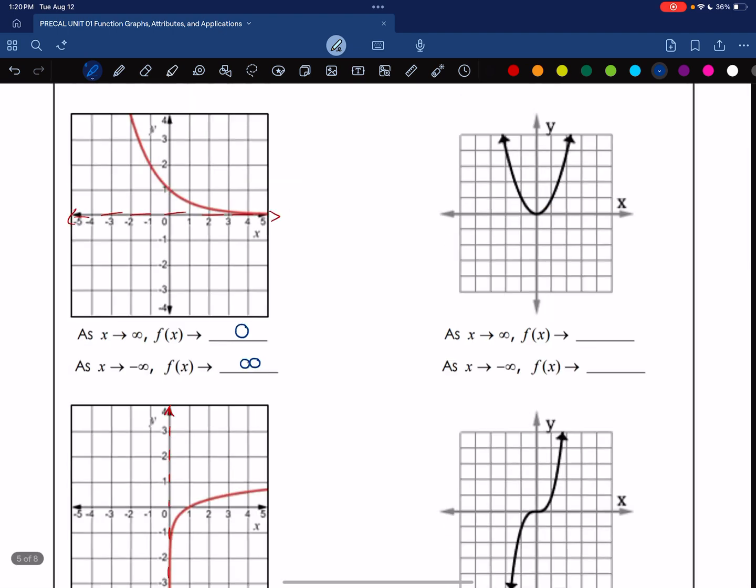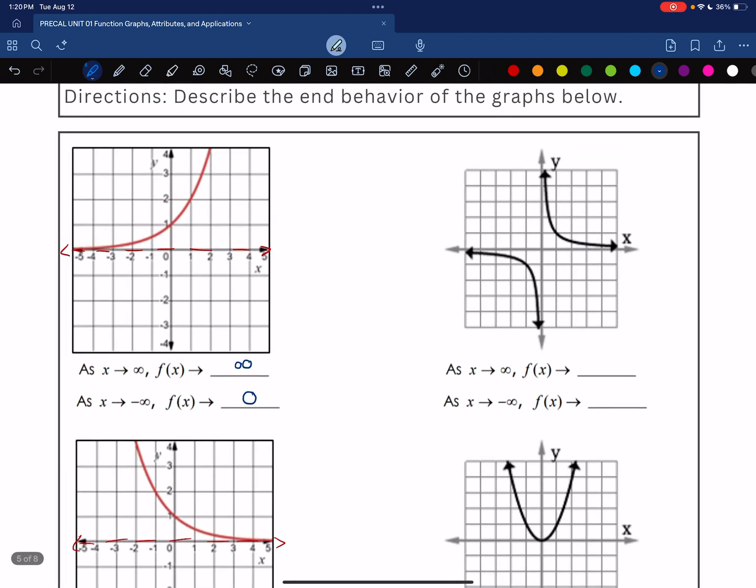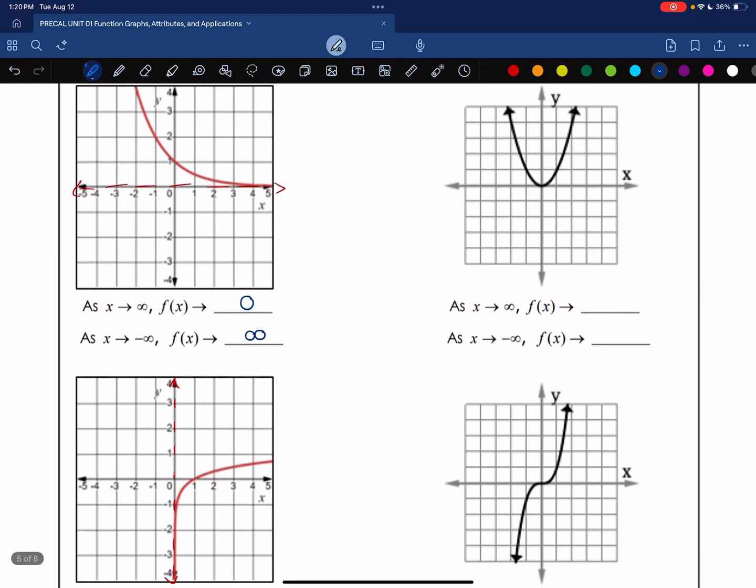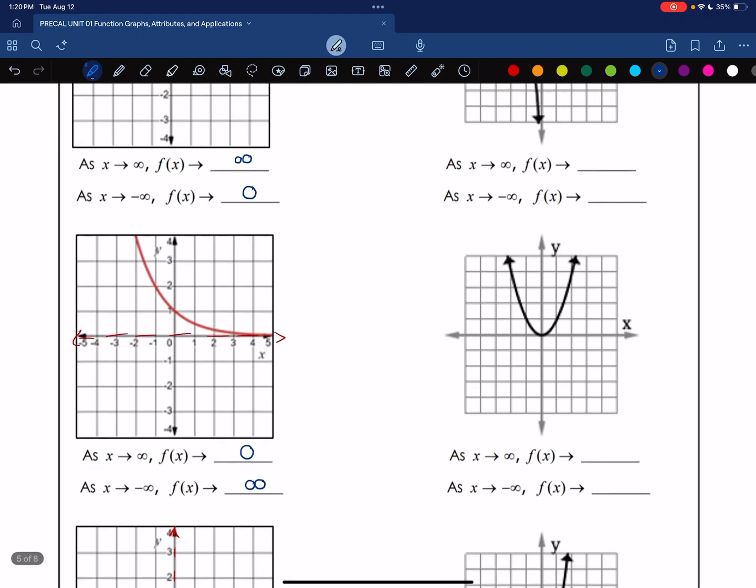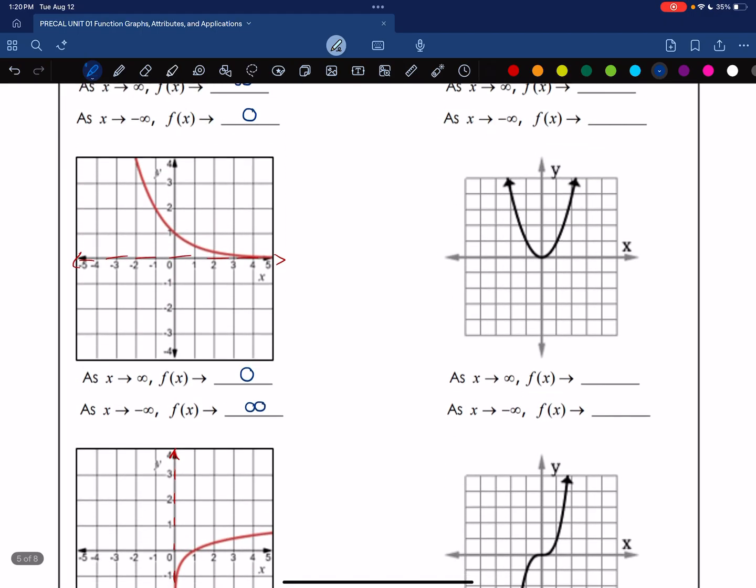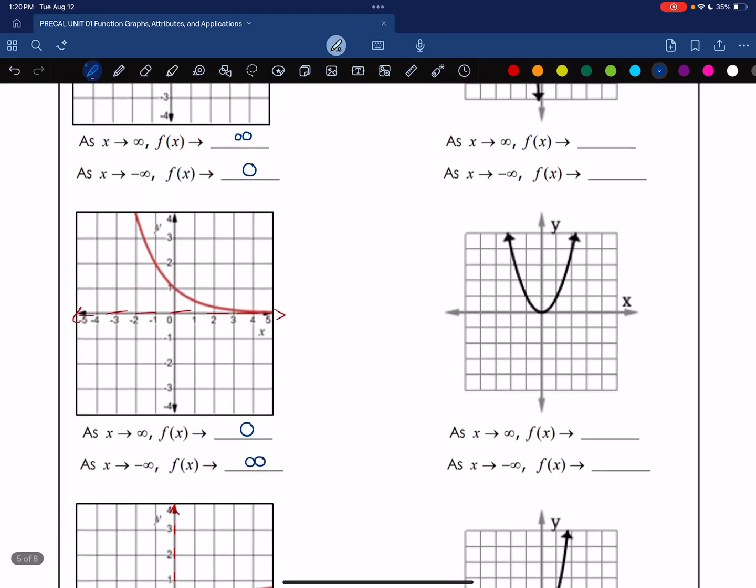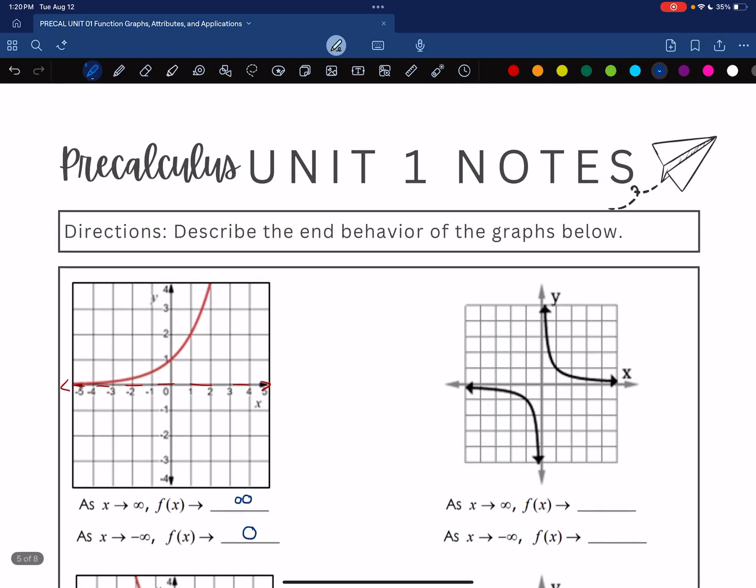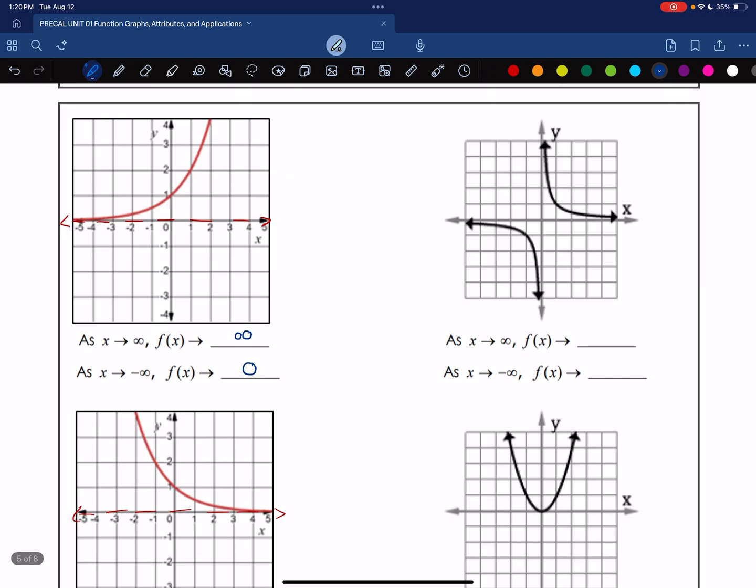Cool. All right, halfway done. Let's look at these other 3. Why don't you guys try the next 3 here? A rational function, quadratic function, and cubic function. Take a moment, pause the video, and try those on your own, and then we'll check them together.